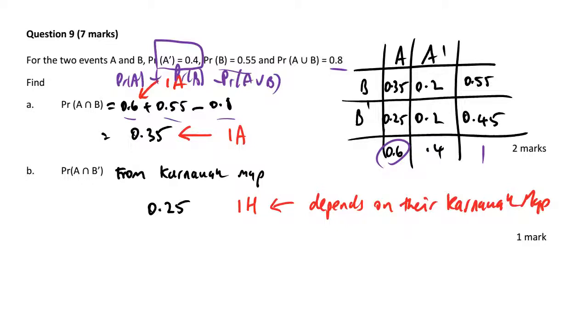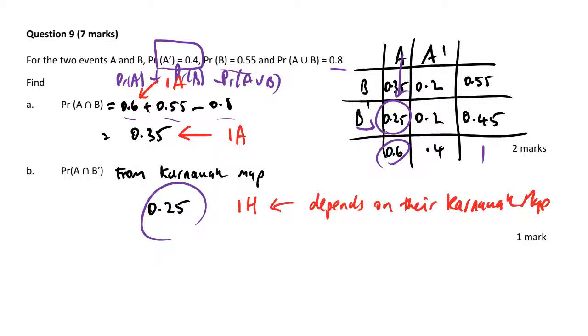As soon as you know that, you know the answer, provided you can actually do arithmetic. And so that comes down to 0.35. Now the next one says you've got to find probability of A intersection B dash. A intersection B dash, well, that's that one there. It comes down there, goes across there, 0.25.